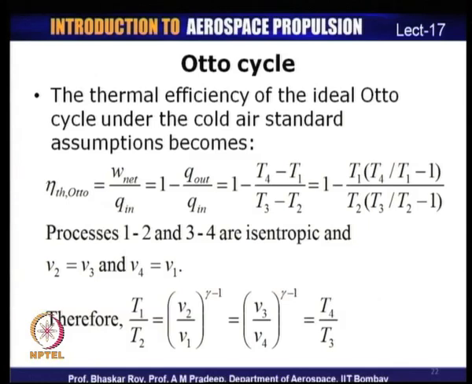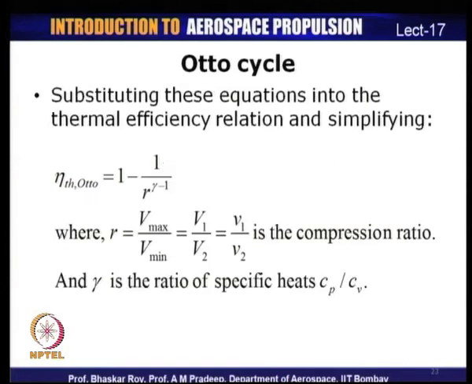We have already discussed that processes 1 to 2 and 3 to 4 are isentropic, and also that V2 is equal to V3 because process 2, 3 is constant volume, and V4 is equal to V1 because process 4, 1 is also constant volume. And therefore, the ratio T1 by T2 is equal to (V2 by V1) raised to gamma minus 1, which is equal to (V3 by V4) raised to gamma minus 1, and which is in fact equal to the temperature ratio T4 by T3.